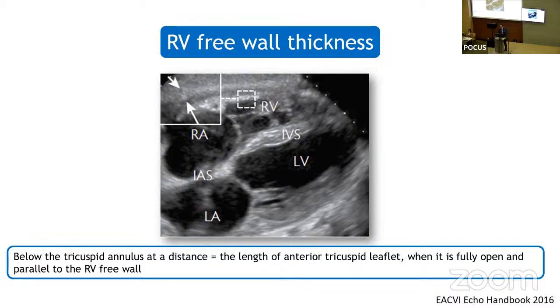And of course, hypertrophy happens with longer-lasting elevations in pulmonary artery pressures and with other hereditary abnormalities of the right ventricular wall.